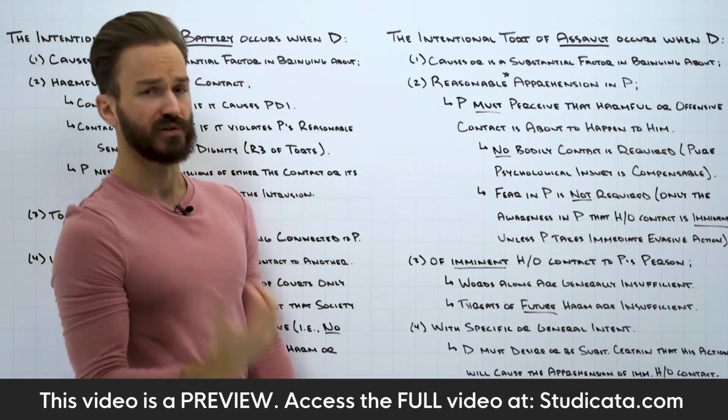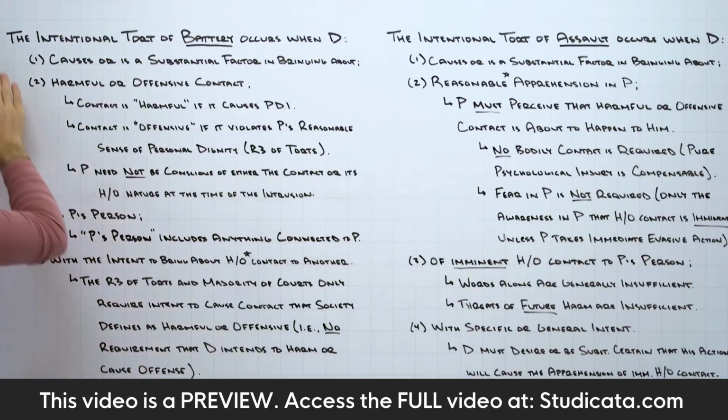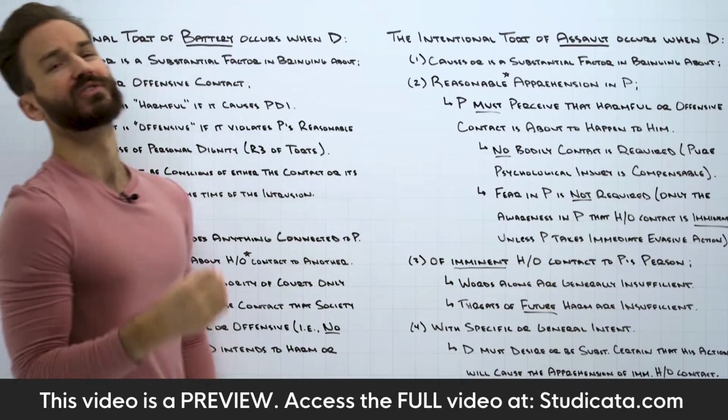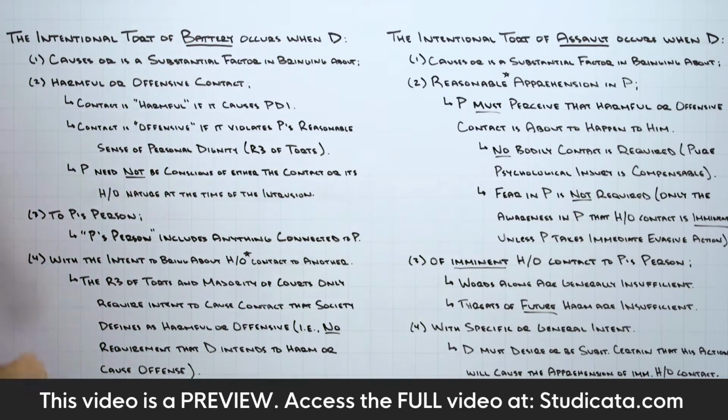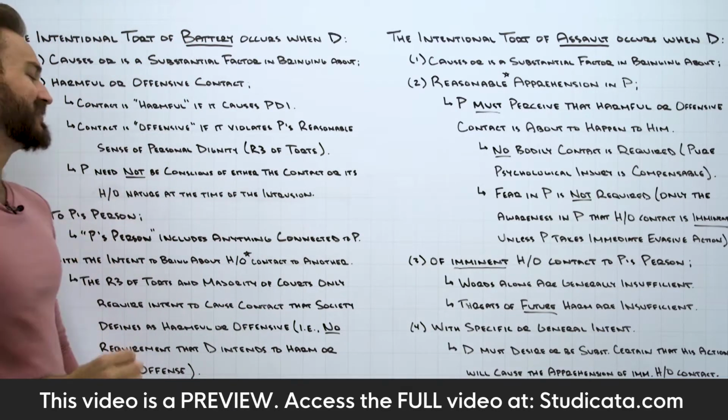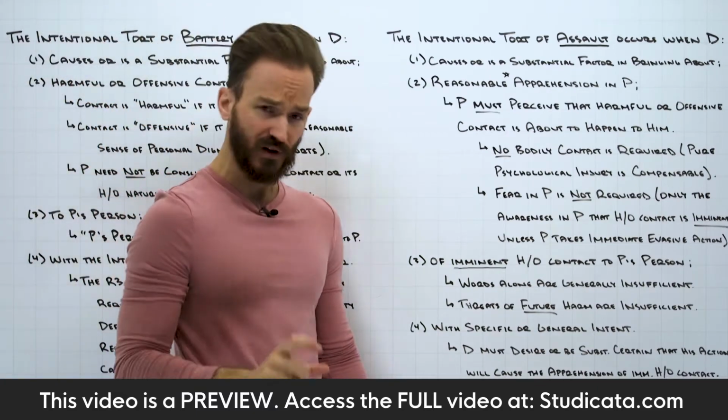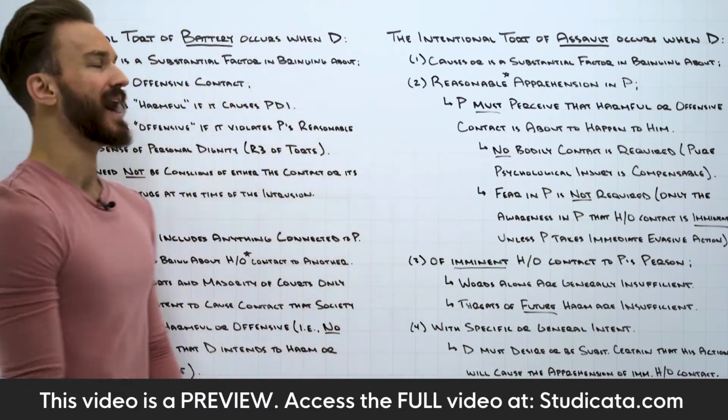elements are traditionally. So here we say the intentional tort of battery occurs when the defendant causes or is a substantial factor in bringing about harmful or offensive contact to the plaintiff's person with the intent to bring about harmful or offensive contact to another.